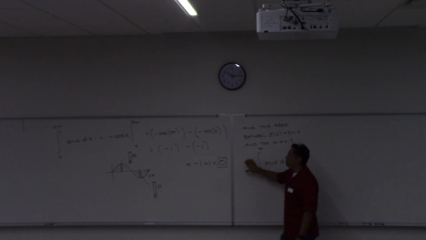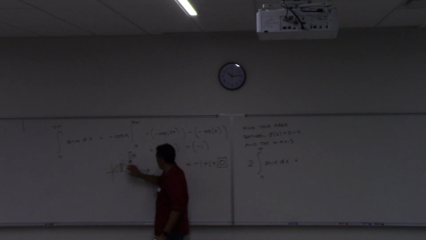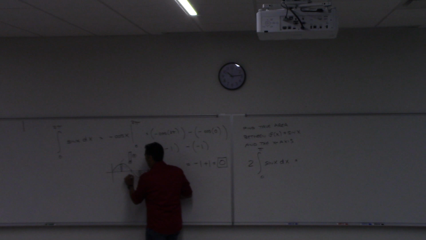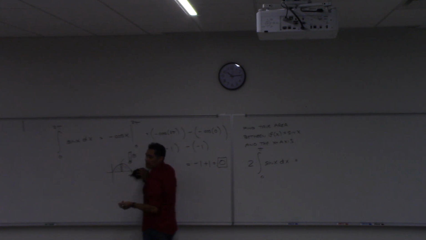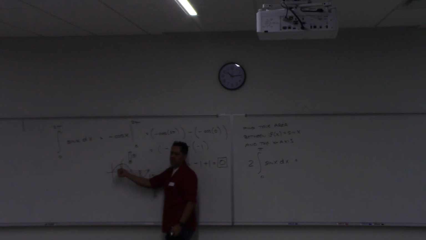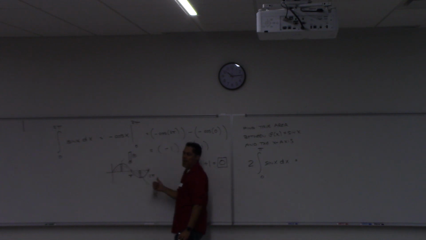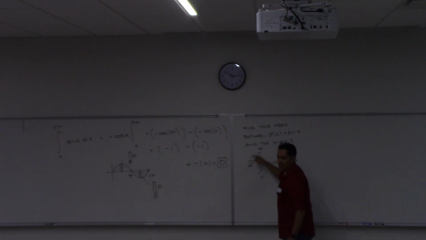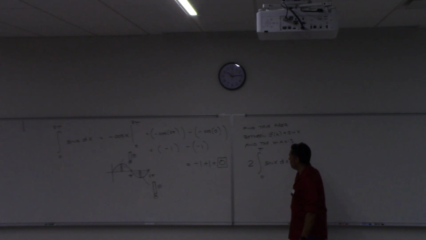No, this 2 is just because I see that this and this are symmetric. So what we're doing is we're going to pi and we're going to find that area, and that should give us a positive answer. And then I'm going to double it because this area should be the same as that area. I'm not pulling the 2 out. That's not what I'm doing.